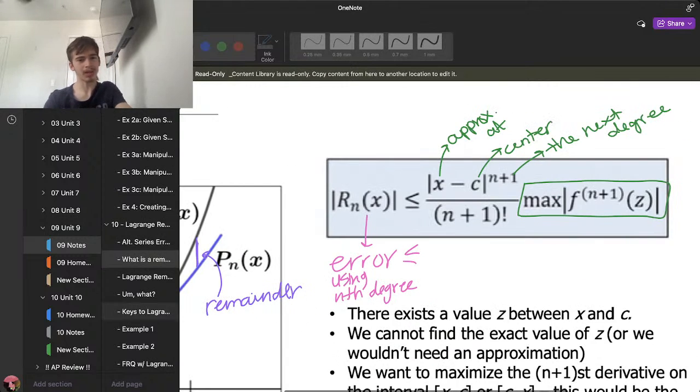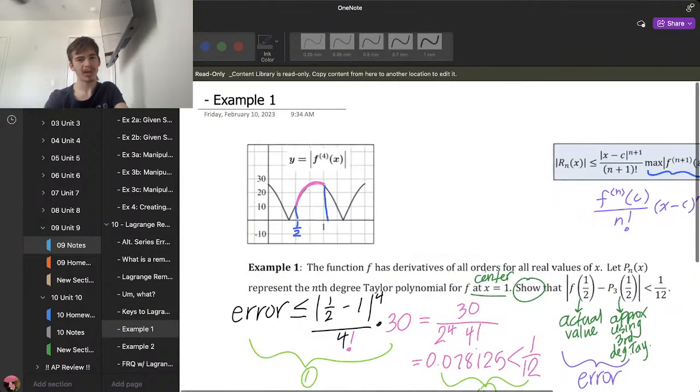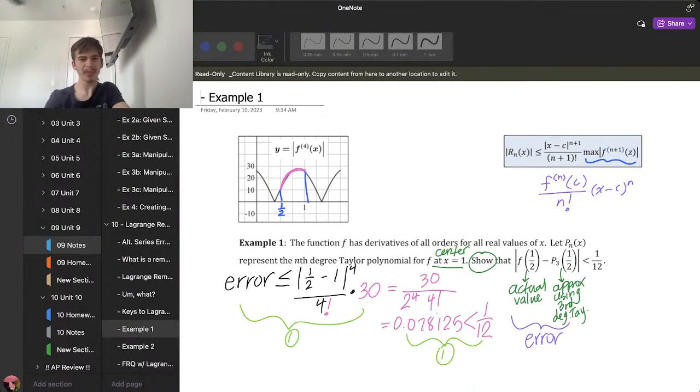May seem complex, but here's a practice problem. At x equals 1, we know our center. Identify as many knowns as possible. Okay, first of all, this is unlikely to show up on the FRQ this year. It might be like an MCQ or something. If it's an FRQ part, I would be kind of disappointed, but then again, it's pretty easy. You're approximating the maximum value of the derivative between x and c. Our c is 1.